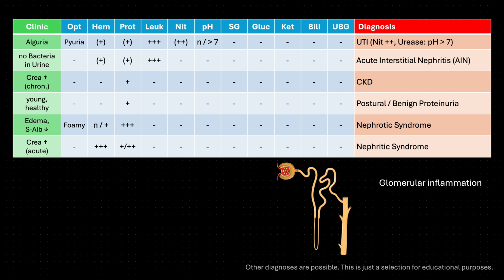This is called nephritic syndrome. And in contrast to nephrotic syndrome, this is more of an inflammation in the glomerulus, leading to not only protein, but also blood into the urine. It's a type of acute kidney injury. And you can check out this video to learn more about acute kidney injury.